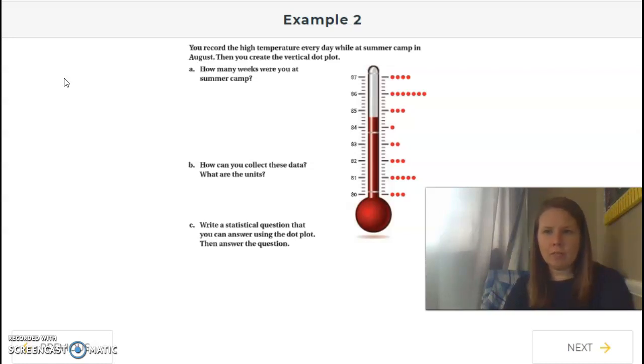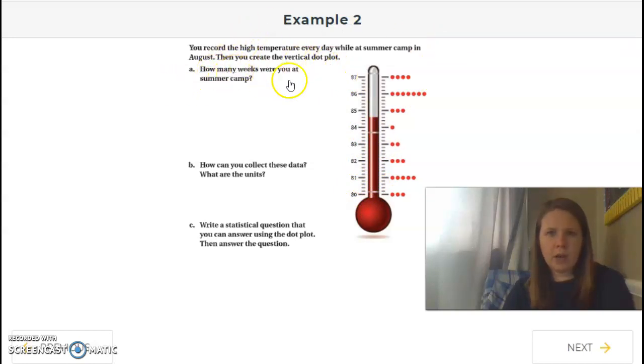So you're at camp every day when you get up, or whatever. They tell you to measure the temperature every day at noon. So you go out, you record the temperature, you make this dot plot. Now you can make a vertical dot plot like this as well if you like those instead. I like this one because it's easy to read with the thermometer then. So then you create the vertical dot plot.